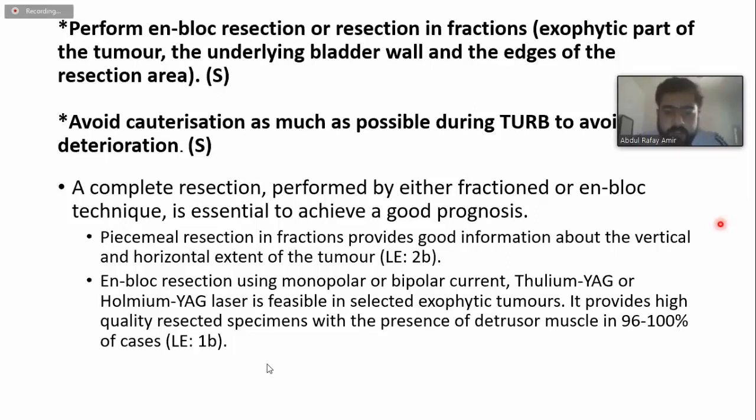So piecemeal resection provides good information about the vertical or horizontal extent of the tumor. En bloc resection with a monopolar or bipolar current, using a thulium or holmium YAG laser, is feasible in selected exophytic tumors. It provides a high quality resected specimen with the presence of detrusor muscle as well.